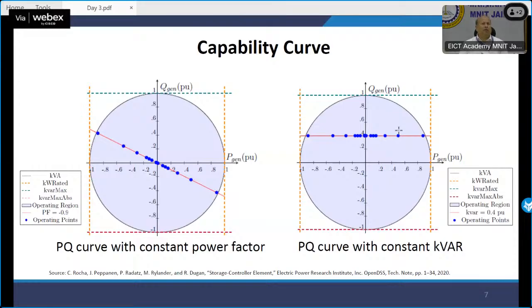And why is it important? When you decide how much energy to be stored in the battery based on charging and discharging characteristics, you are choosing a point within this circle. So the operating point you have to choose. If you put a dot in this PQ characteristic, that will decide how much P and how much Q I want to generate out of it.